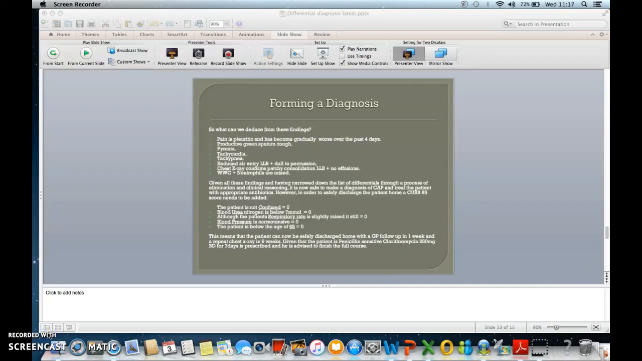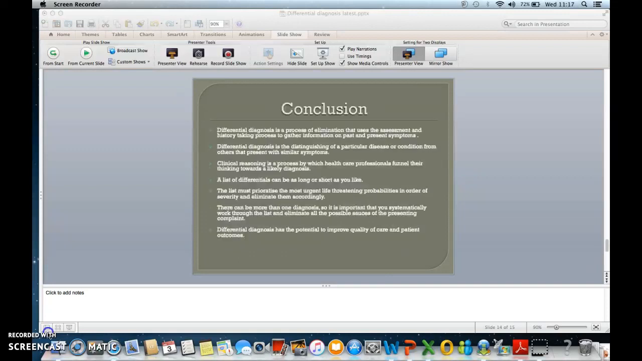So, in conclusion, differential diagnosis is a process of elimination that uses the assessment and history-taking process to gather information on past and present symptoms. Differential diagnosis is the distinguishing of a particular disease or condition from others that present with similar symptoms. Clinical reasoning is a process by which healthcare professionals funnel their thinking towards a likely diagnosis.